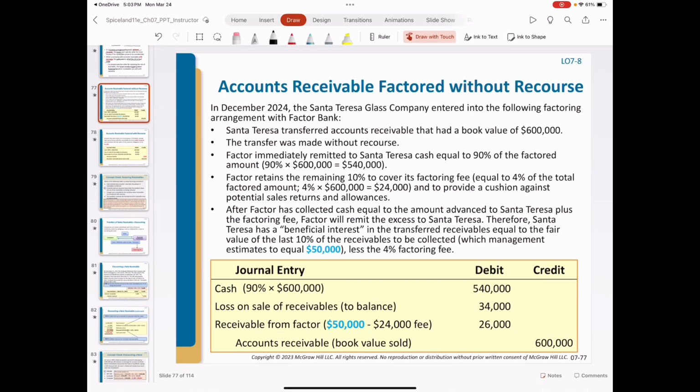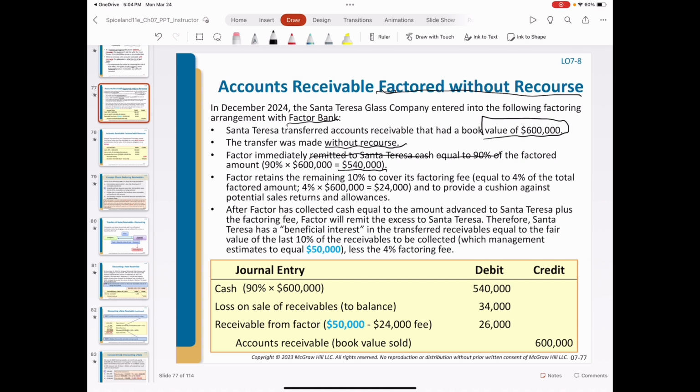Okay. Let's take a look at this example, accounts receivable factored without recourse. We're given information the book value of the receivables was $600,000, which will be transferred to the factor bank. This is a transfer without recourse. And the factor immediately remitted to the transferor 90% of the receivables. So the amount was $540,000. This represents the proceeds received from this transfer by the company.